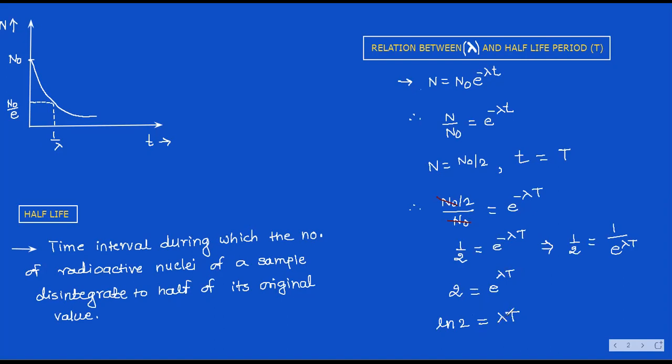Now we got this. So if I want capital T, then capital T is equal to what? ln of 2 by lambda. So capital T is equal to ln of 2 divided by lambda.